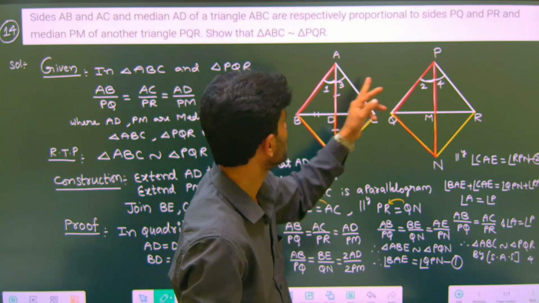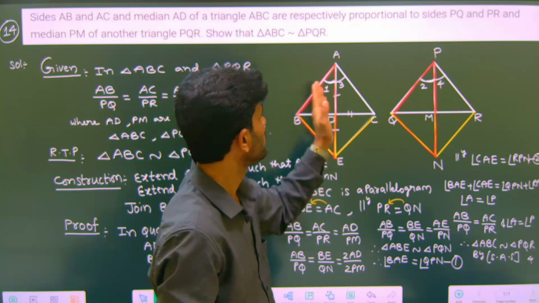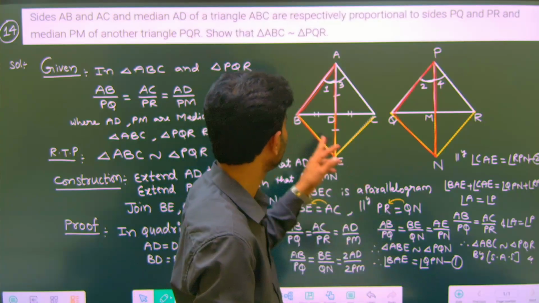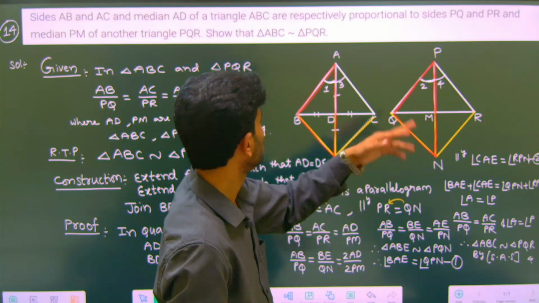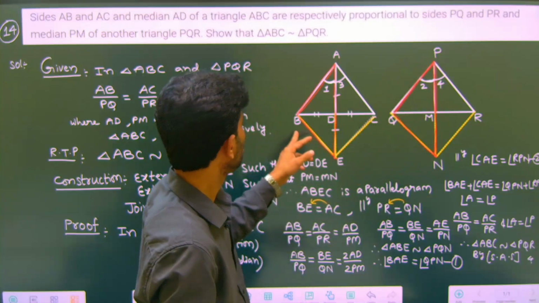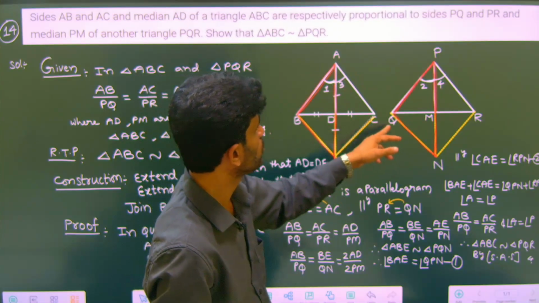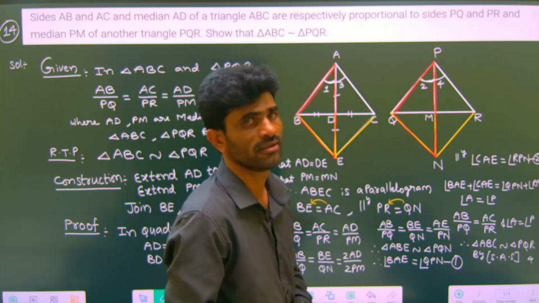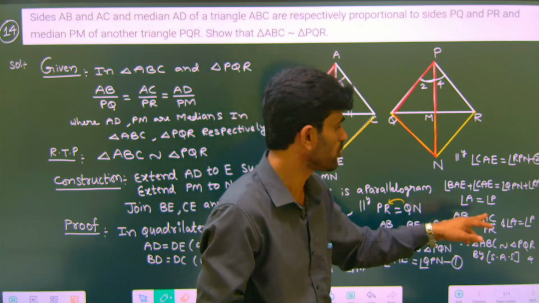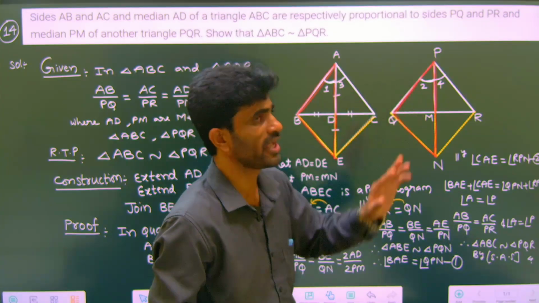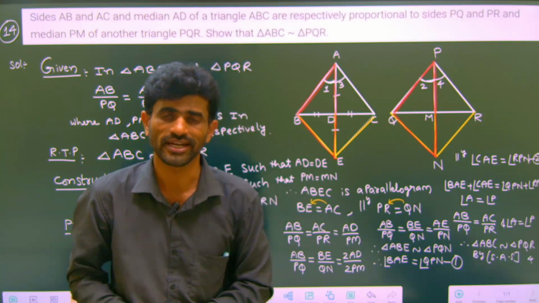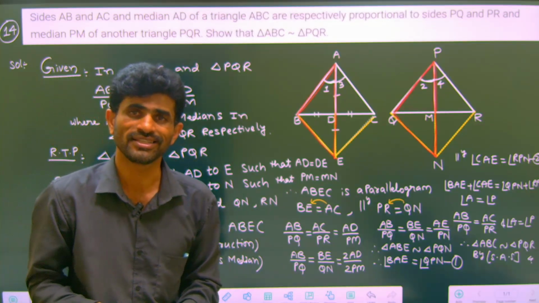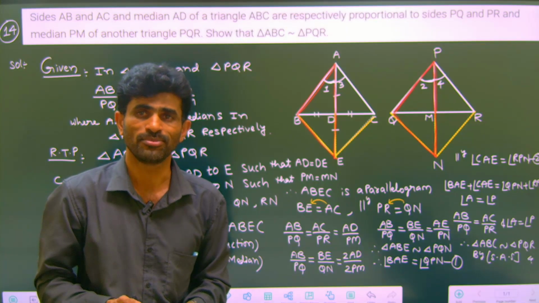So when 1 is equal to 2 and 3 is equal to 4, 1 plus 3 is equal to 2 plus 4. That's what I did here: BAE is equal to QPN, and CAE is equal to RPN. Then BAE plus CAE is equal to QPN plus RPN, which means angle A is equal to angle P. Now we already know AB by PQ is equal to AC by PR, and angle A is equal to angle P. So by the SAS similarity criterion, we can say the two triangles are similar. Hope you understand this solution by seeing this video. It will help you. Thank you.